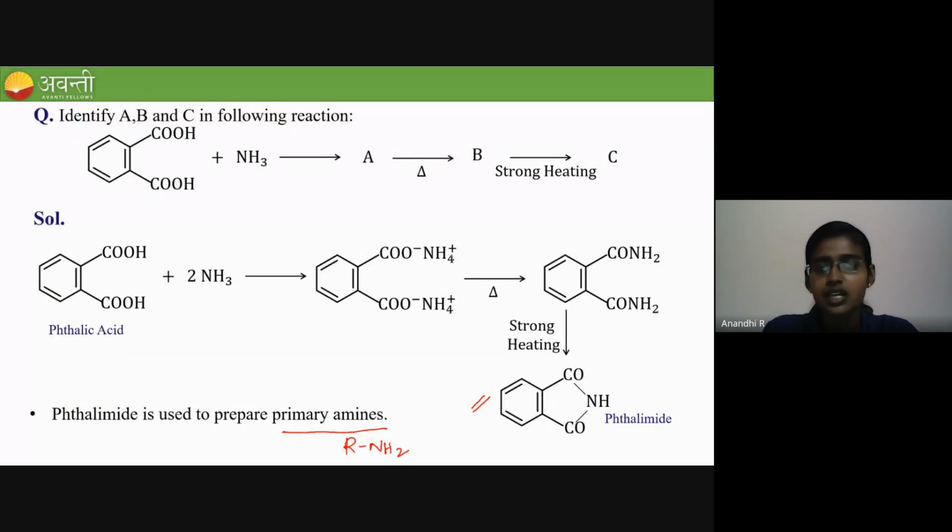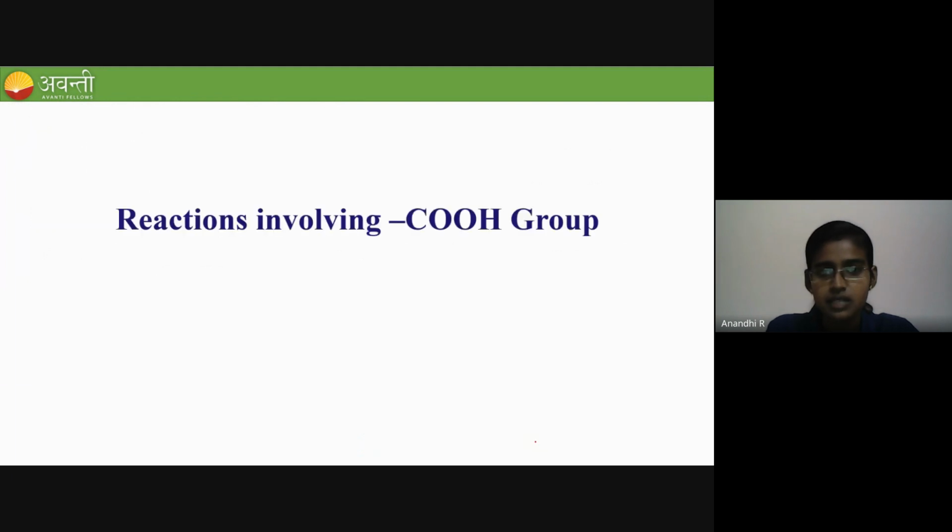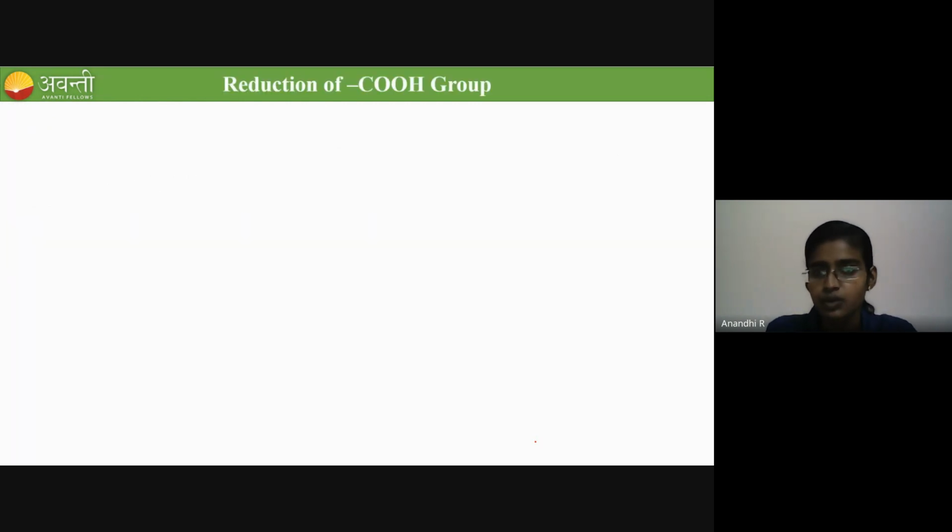And this is compound A, and this is compound B, and compound C is thalidomide. Got it? So I'll move on to the next concept, that is the reactions involving the COOH group as a whole. The whole group is getting converted to some other compound. Here no C-O bond or O-H bond cleaves.